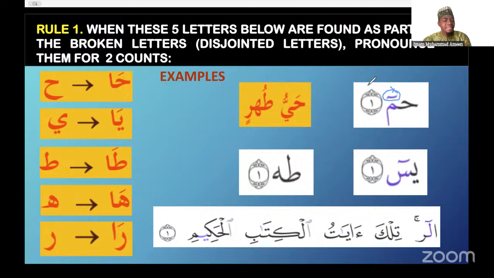So the mad symbol denotes mad lazim, meaning any letter. We'll get to that. But the first thing, rule number one: any letter Ha, Ya, Ta, Ha, Ra, you see those 5 letters, Hayy Tuhurin. These 5 letters, anytime they are part of the broken letters, get pronounced for 2 counts. And that's why you see the Ha here pronounced as Ha Mim. You don't just say Ha Mim, you're going to say Ha Mim.